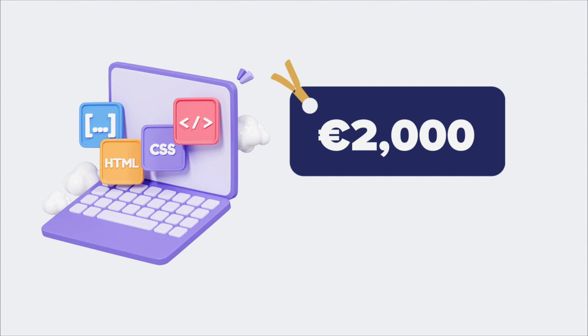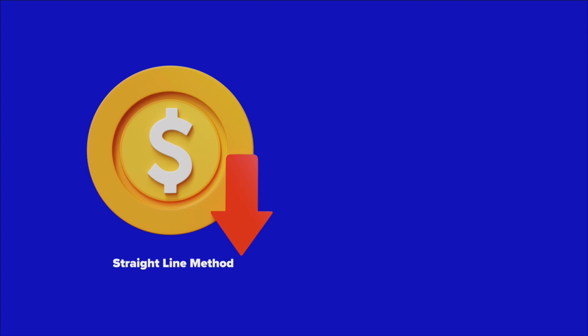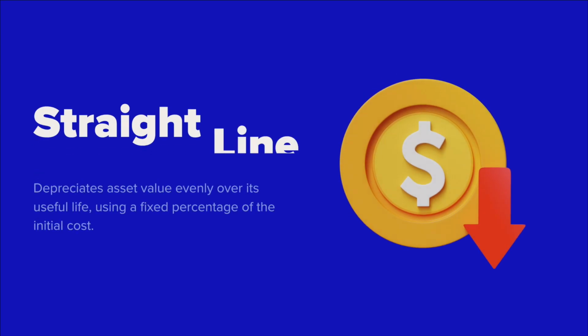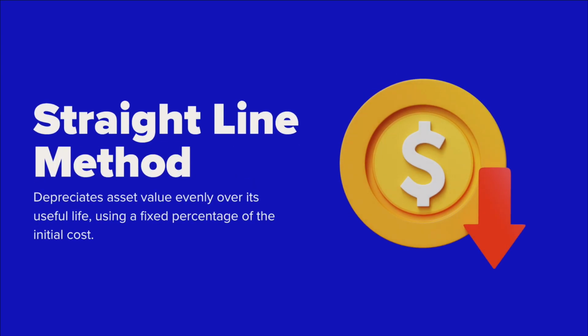It loses value every single day, week, month and year you have it. Now that we've defined depreciation and what it is, there are two methods that we use to calculate it. These are called the straight line method and the reducing balance method. Let's focus on the straight line first. This method allocates the same amount of depreciation every year over the asset's useful life, using a fixed percentage of its initial cost. This might sound very technical, but we'll break it down step by step.